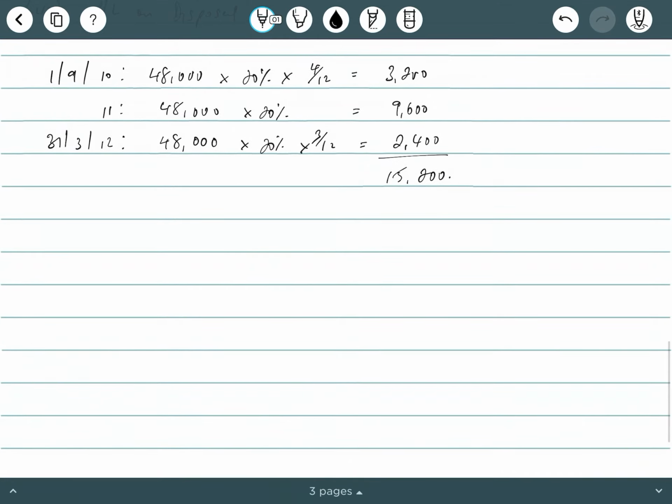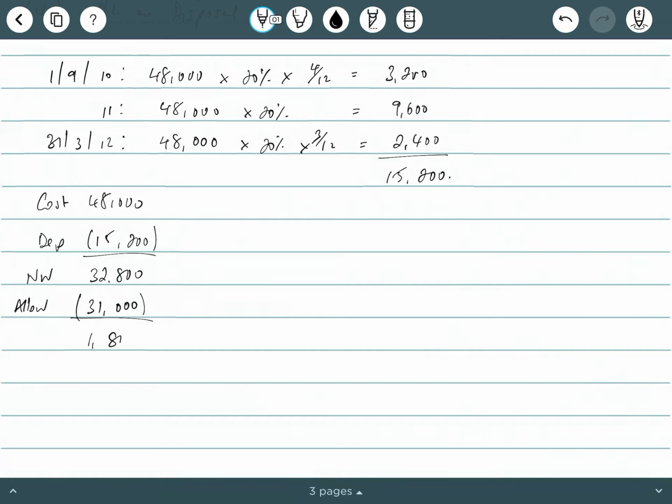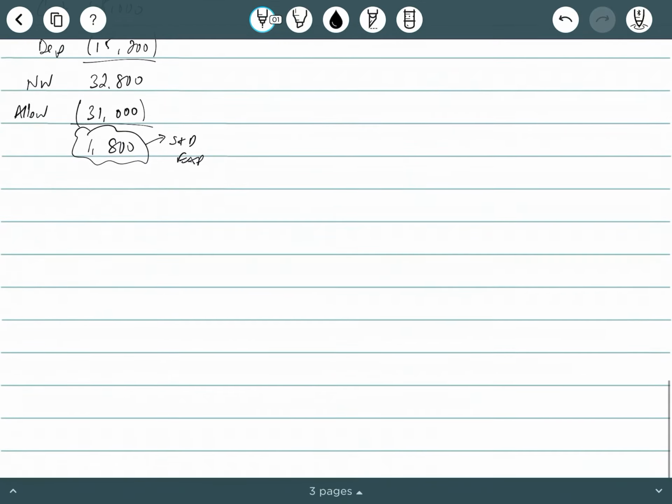Now, if the vehicle cost us 48,000 and our accumulated depreciation to date is 15,200, the net book value of this motor vehicle is 32,800. If you refer back to the working, you'll see that the allowance given to us by the garage is only 31,000. Therefore, we got less than what we thought it was worth, so we've made a loss on disposal of 1,800. That's a selling and distribution expense: loss on disposal.